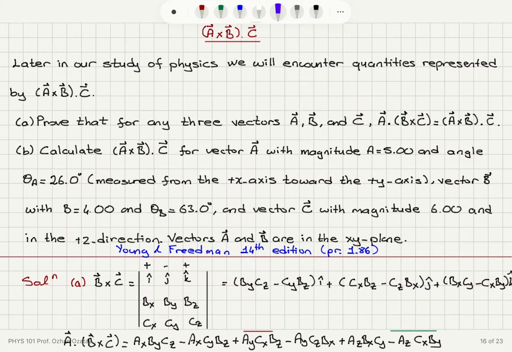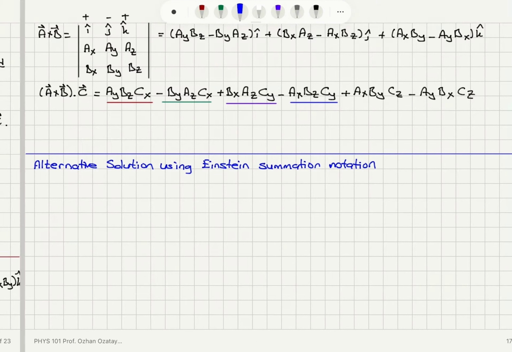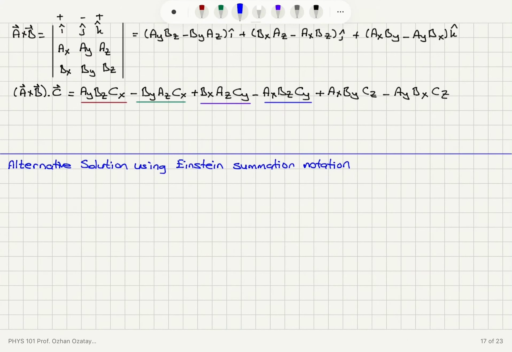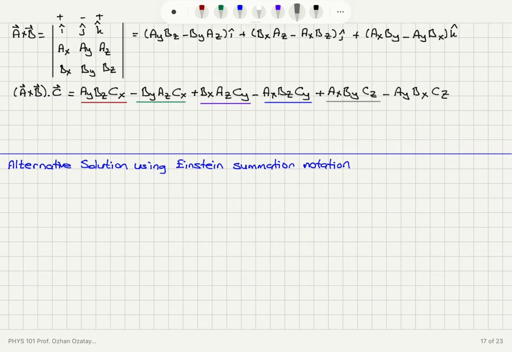BXAZCY. BXAZCY is right here. Okay. And then I have minus AXBZCY. Do I have minus AXBZCY? It's right here. And then I have AXBYCZ. Do I have AXBYCZ? Yes, it's right here.